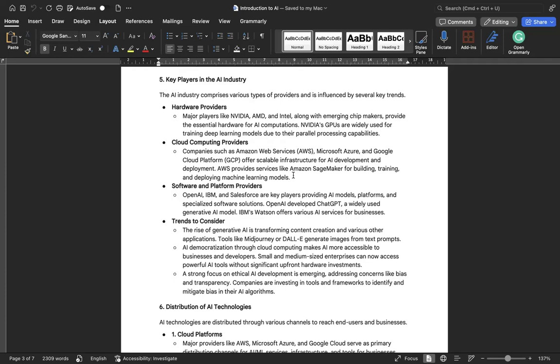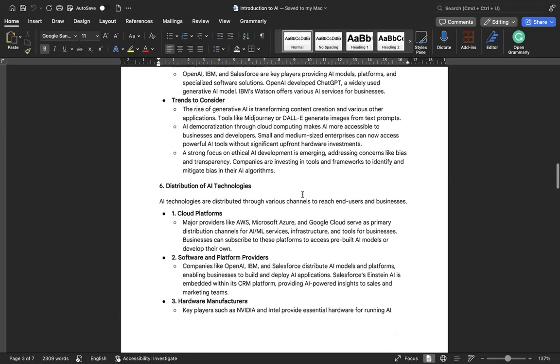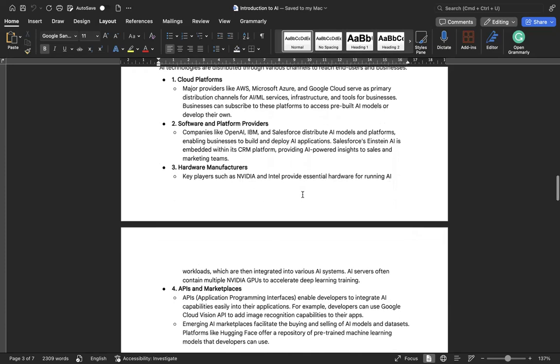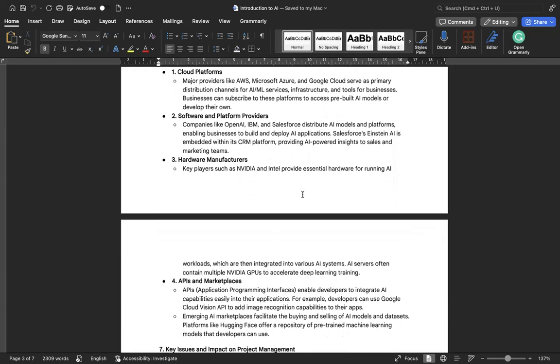And for the distribution of the artificial intelligence technologies, these AI technologies are distributed through various channels to reach end users and businesses as well. What do they have? They might have the cloud platforms, the software and platform providers, and the hardware manufacturers.